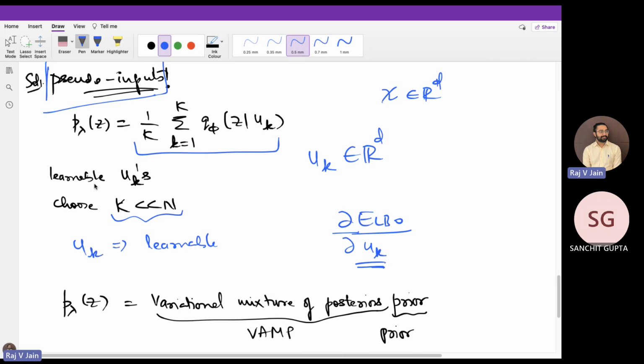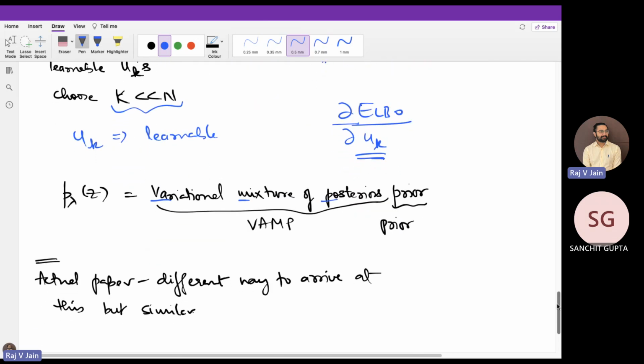That's the idea, so in some sense, learnable inputs. And it's called VampPrior because it's called variational mixture of posteriors. Because it's posteriors and mixture, and it's variational because this is an approximate posterior. That's how they've named it.